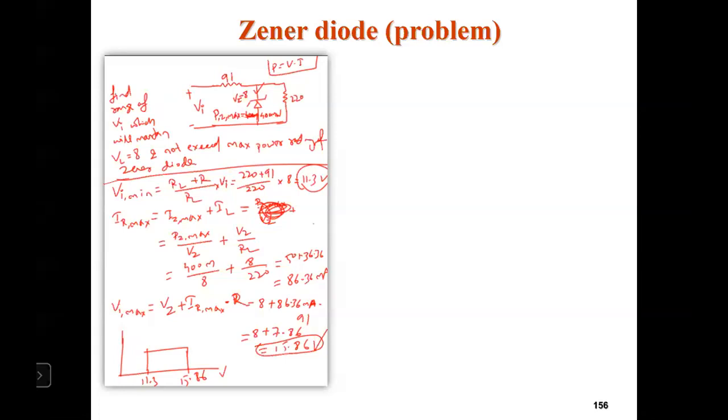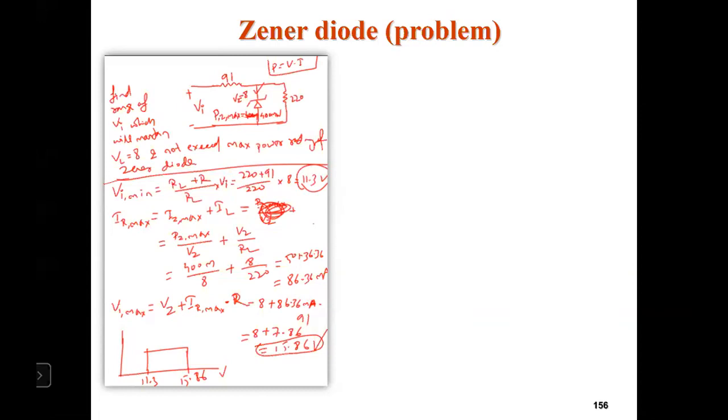PZ max means the maximum power value. Yes, 400 milliwatt is given. Its significance is that this diode can consume a maximum of that power. That means if more current flows through the diode, its power consumption will be more, and in that case the diode may be broken or damaged.